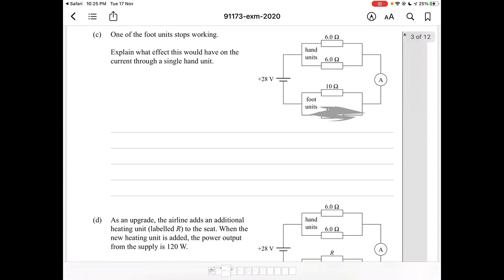Therefore, the combined resistance of the foot units is actually going to increase because it's no longer connected in a parallel circuit, it's connected in a series circuit. So now in the series circuit it is going to be equal to 10 ohms instead of the 5 ohms. So as the hand units have not changed, but the foot units have increased in resistance, the total resistance will increase. And since the supply voltage stays the same, this means that the total current in the circuit will decrease.